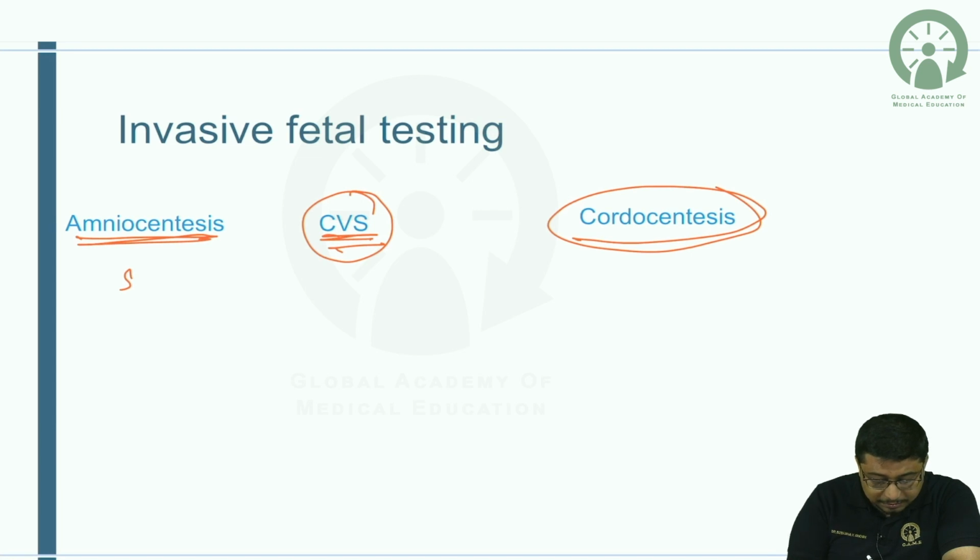So these are the invasive fetal procedures, and if they come in the exam, these are a bit difficult. CVS is done usually between 11 to 13 weeks, whereas amniocentesis is done between 15 to 18 weeks. Cordocentesis can be done anywhere after 22 weeks.